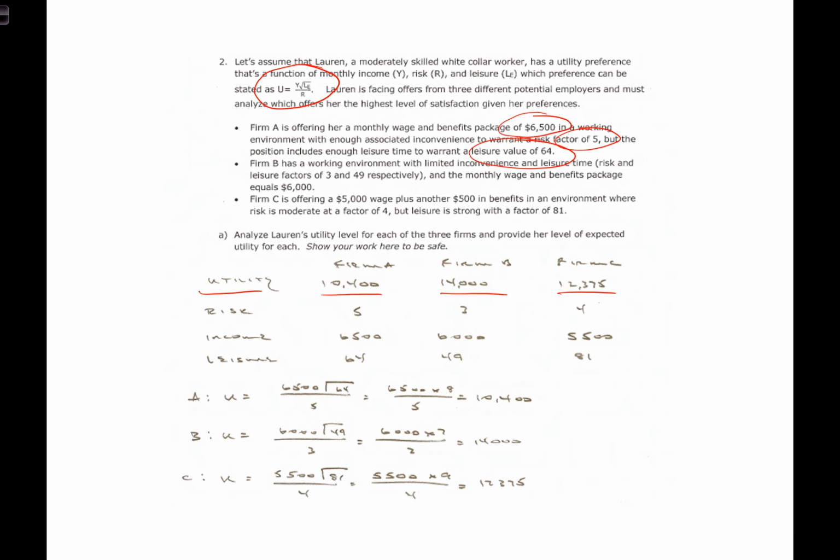And if we look here, firm A is going to end up with the smallest level of utility, calculated here. Firm B is going to end up with the highest. Firm C is in the middle. So this worker, Lauren, probably, all else being equal, is going to prefer firm C over firm A, and firm B over firms A or C. She's looking for the highest level of utility. That's what we do as consumers, workers, etc. But here you've simply been given the calculations.